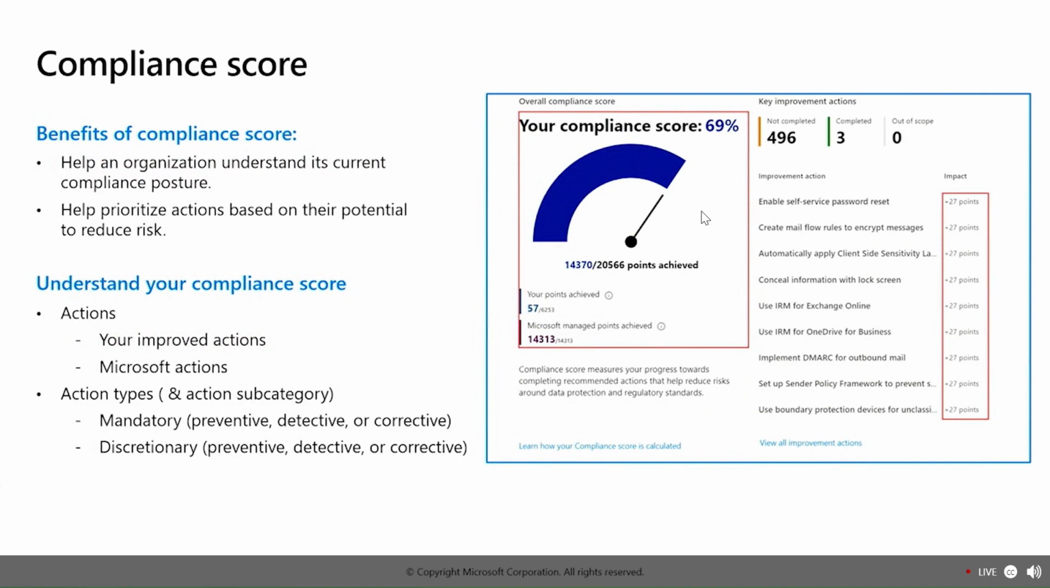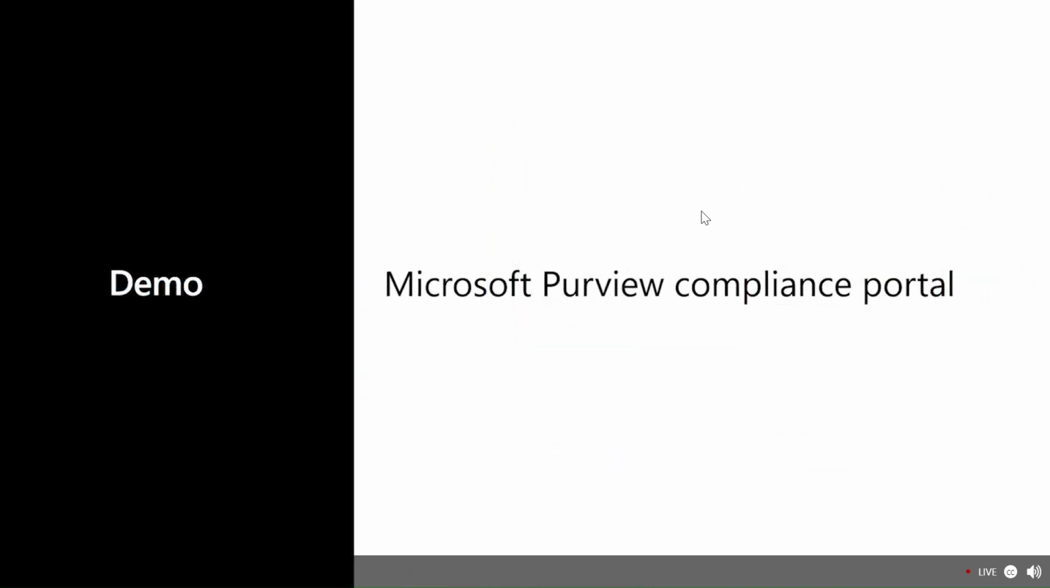We'll explore the portal and look at the compliance score, which helps you measure progress in completing recommended improvement actions within the controls. The score can help an organization understand its current compliance posture and also helps organizations prioritize actions based on their needs to reduce the risk. Now let's have a look at the portal and explore the Compliance Manager and Compliance Score.